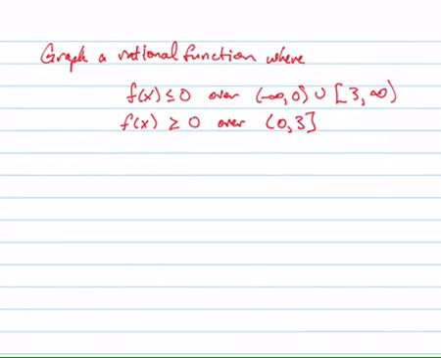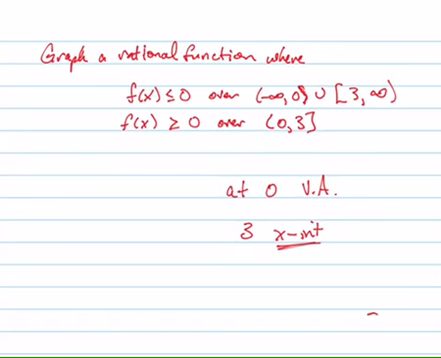They want us to graph a rational function where the function is less than or equal to 0, from negative infinity to 0, and also from 3 to infinity, including 3, but not including 0, and where it's greater than or equal to 0, from 0 to 3. So we know right away that at 0, there has to be probably a vertical asymptote. And we also know that at 3 is going to be an x-intercept.